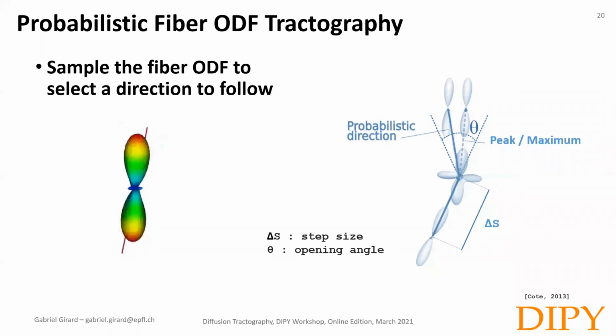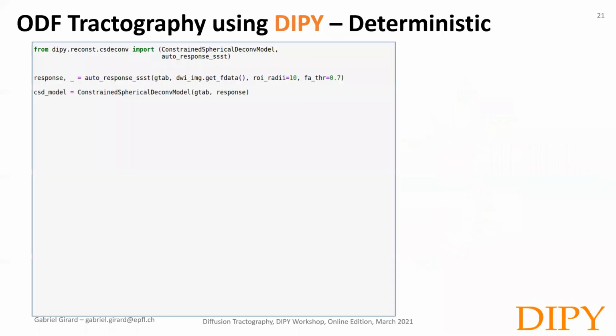Probabilistic fiber ODF tractography is similar, but instead of following only the peaks, an orientation is selected in an opening angle from the previous tracking orientation. The values of the fODF are used to weight the probability of selecting each orientation.